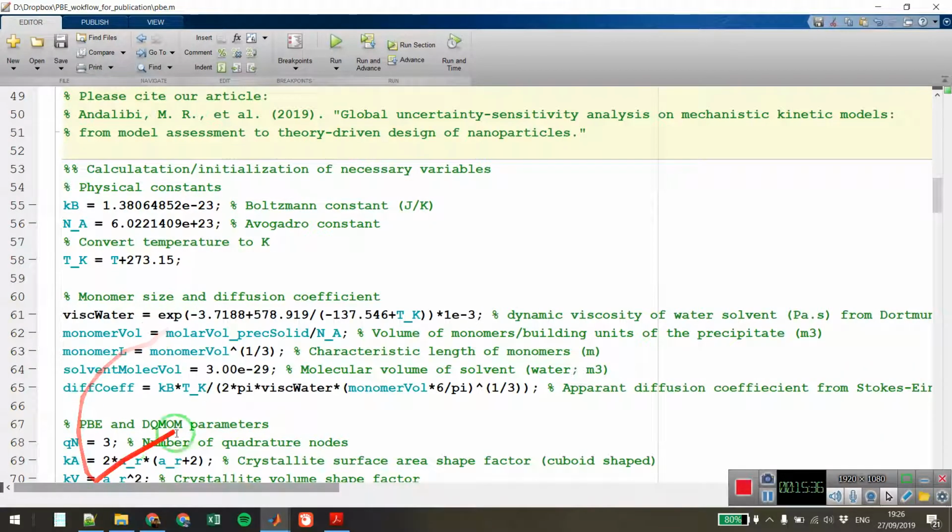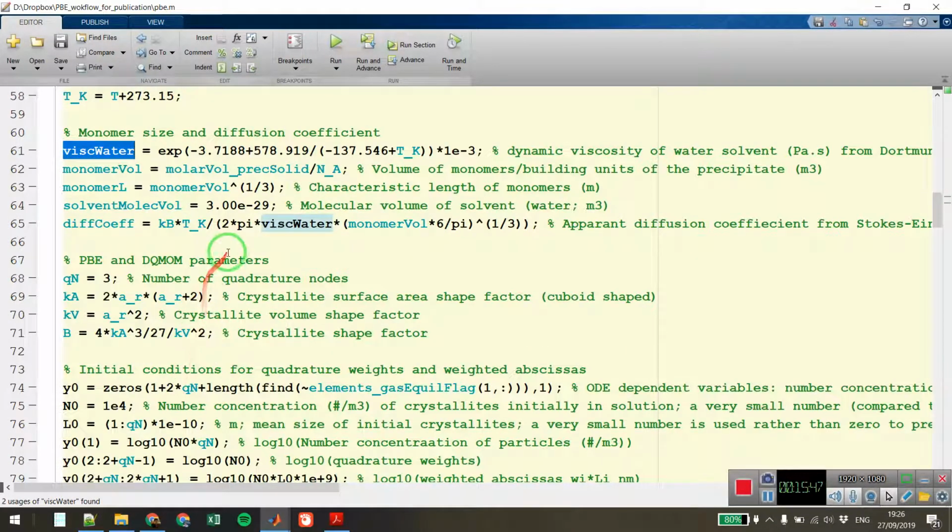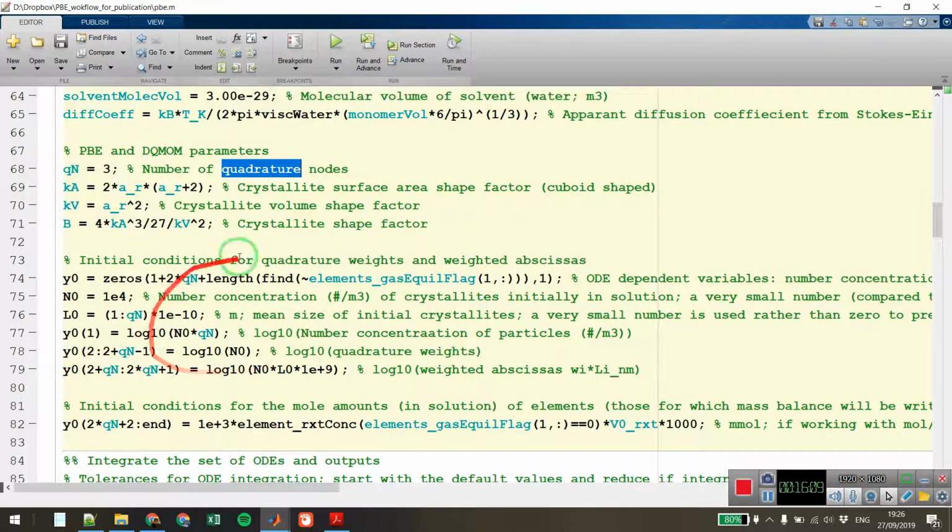So first we calculate this diffusion coefficient based on Stokes-Einstein equation, and knowing the building unit sizes and the viscosity of the water, which is temperature dependent. Then we will set up the initial conditions and initialize the scheme for the solution of the PBE. So here we by default use 3 quadrature nodes. We can also increase it or decrease it if you're interested in. We have the shape factors for crystallite surface area and volume. We provide the initial conditions.